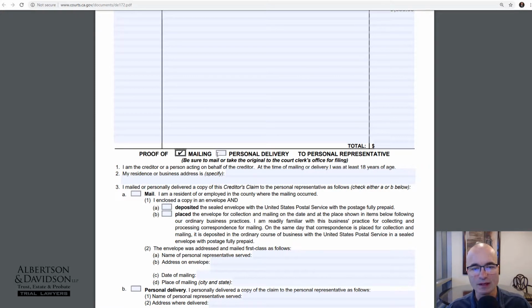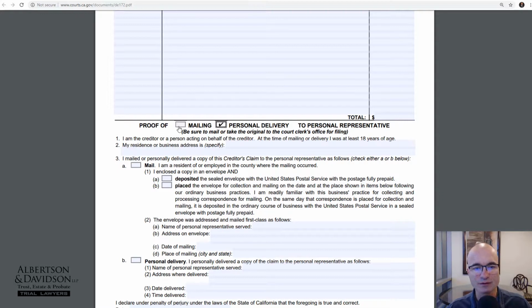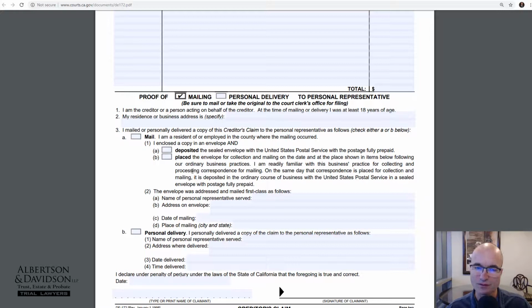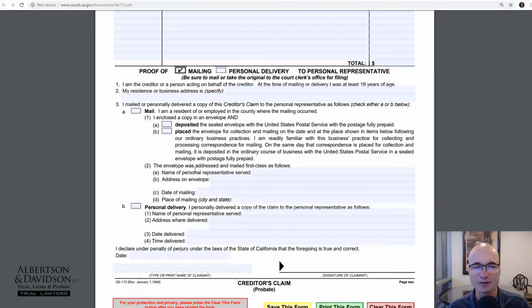And then you're going to mail this. You can personally deliver it to the personal representative, but most of the time it's just mailed. And then we have, again, another proof of service, just like we had on the last form. So the person serving this is going to say their address. They're going to say they mailed it. They either placed it into a post office box or they put it into their work system for mailing. And it'll show that it was mailed, addressed and mailed to the personal representative, number one, or personally delivered to the personal representative if the creditor prefers to do that. You can do it either way. And then you'll sign the declaration at the bottom.